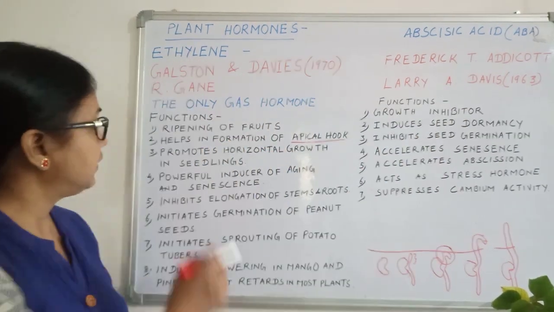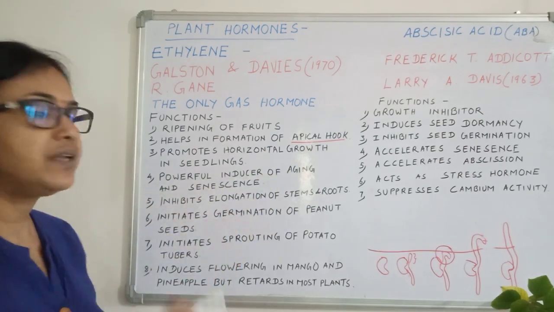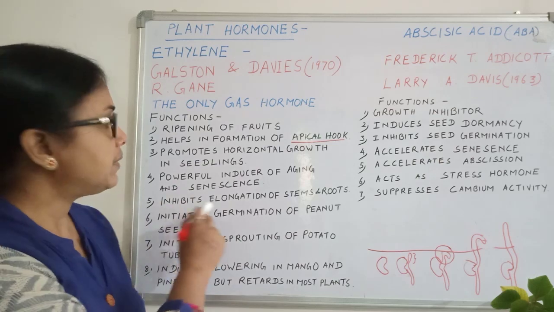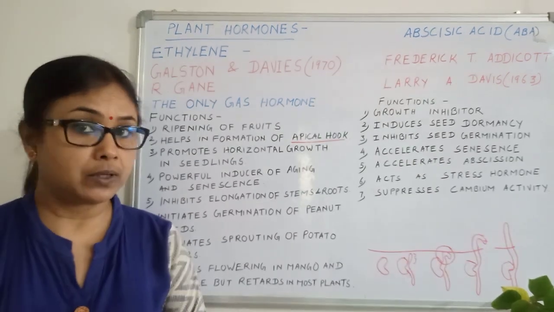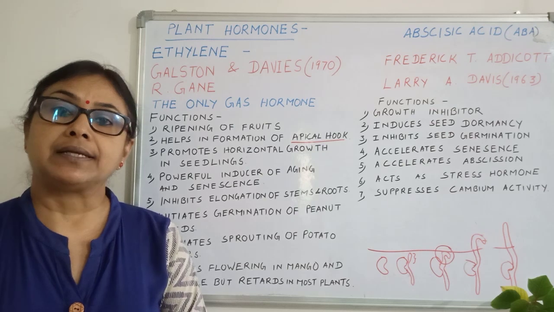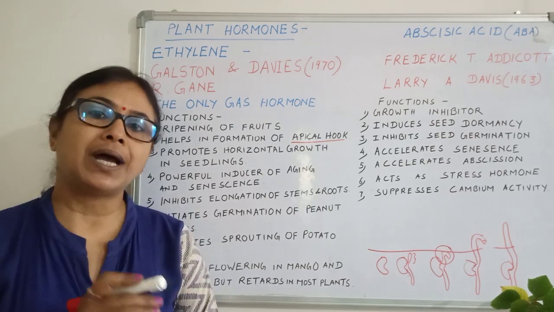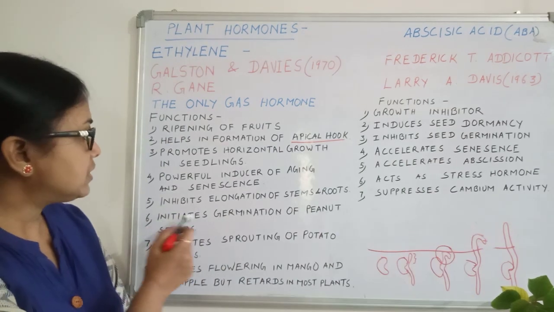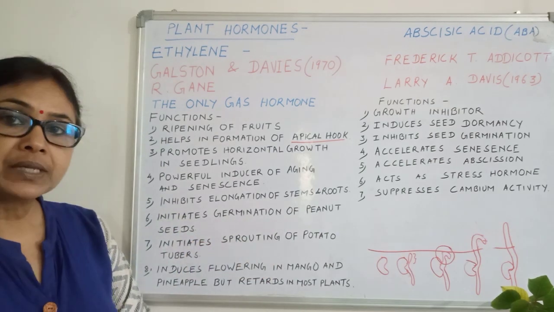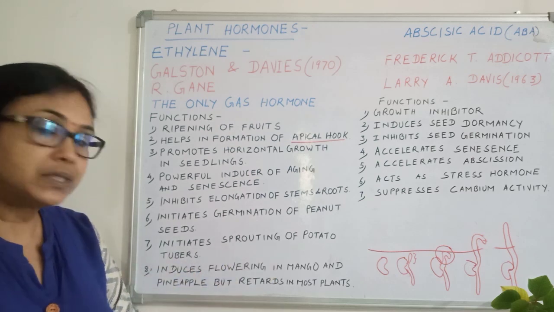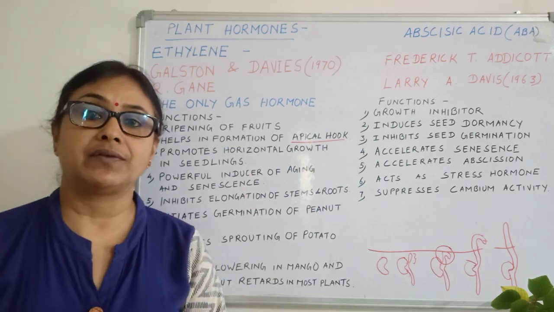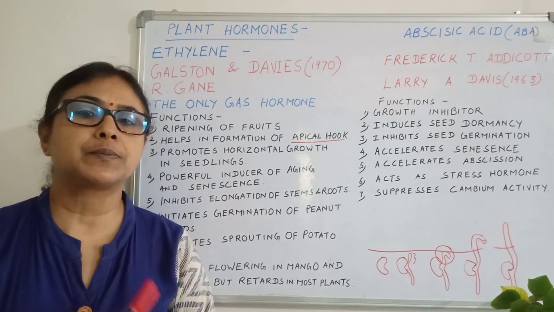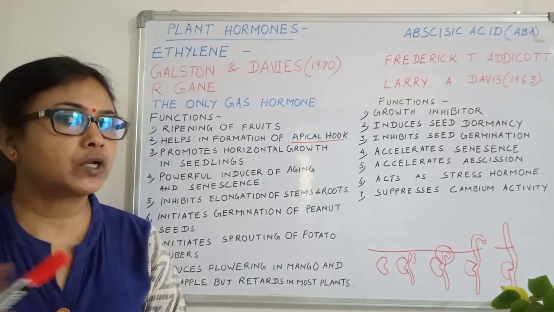Another important function of ethylene is that it is a powerful inducer of aging and senescence, that is death of the cells. It inhibits the elongation of stems and roots because it is a growth inhibitor. But children, sometimes this ethylene can also act as a growth promoter. As you can see here, it initiates germination of peanut seeds, initiates sprouting of potato tubers, and it can also induce flowering in the mango and pineapple plants. Whereas it retards the process of flowering in most of the plants, prohibits them.